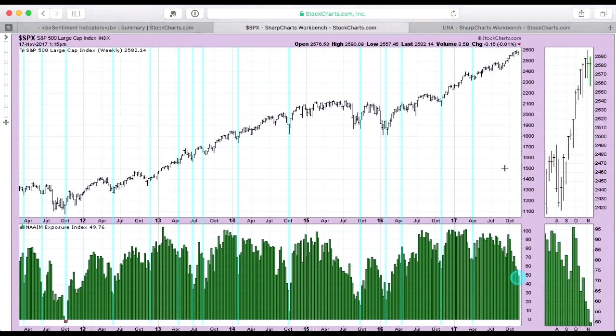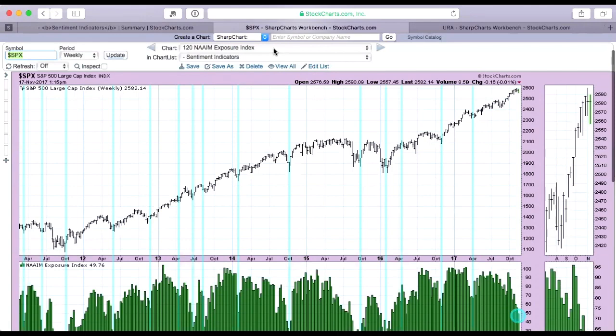Typically, you want to follow what the money managers are doing, and I think that's an interesting thing to follow with this chart. But what I'm really looking for is when we get these climactic type readings, especially low or especially high readings. You can see we're now at a level that we haven't seen since 2016 as far as NAAIM exposure. So they're getting very bearish, and I think that's going to be really good for the market in the intermediate term.